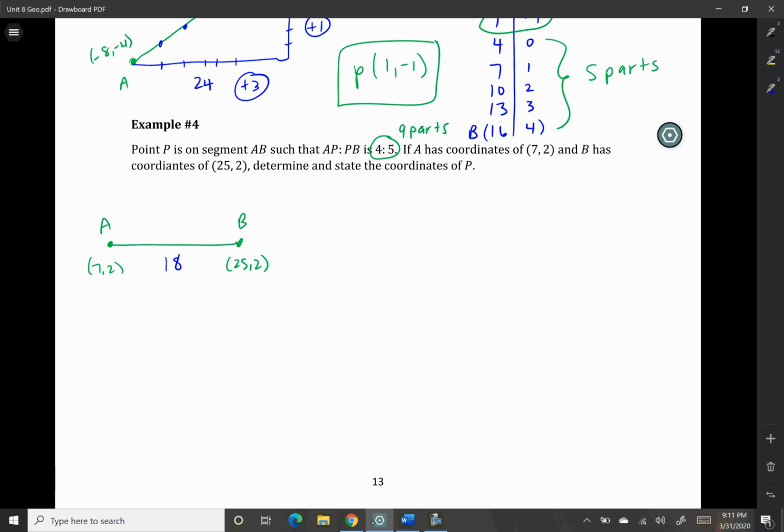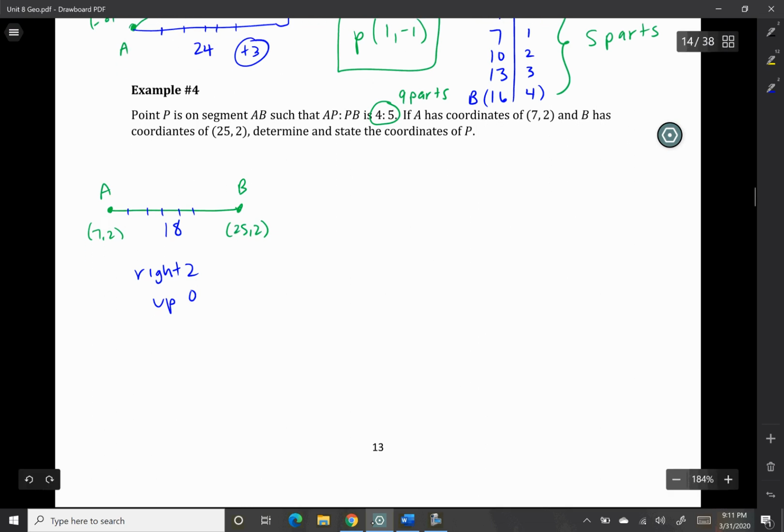So if I go from 7 to 25, I'm going to the right 18. Now I want to chop that into 9 equal parts. So that means I'm going to go to the right 2, and 2, and 2, and 2. That's going to chop this up into 9 parts. I'm going to go up 0. I'm not having any vertical change.